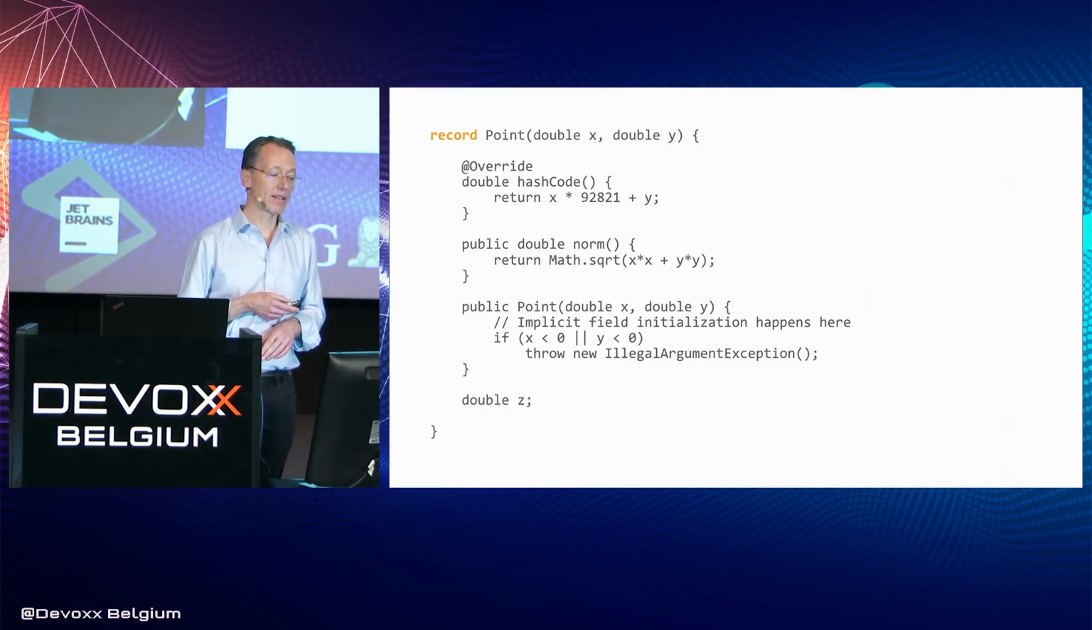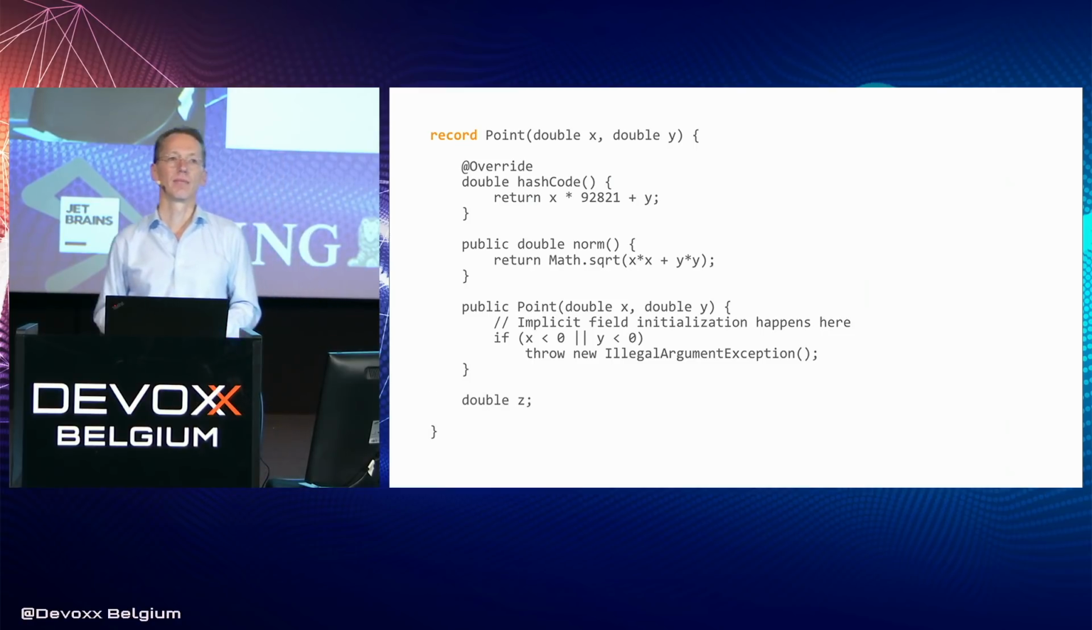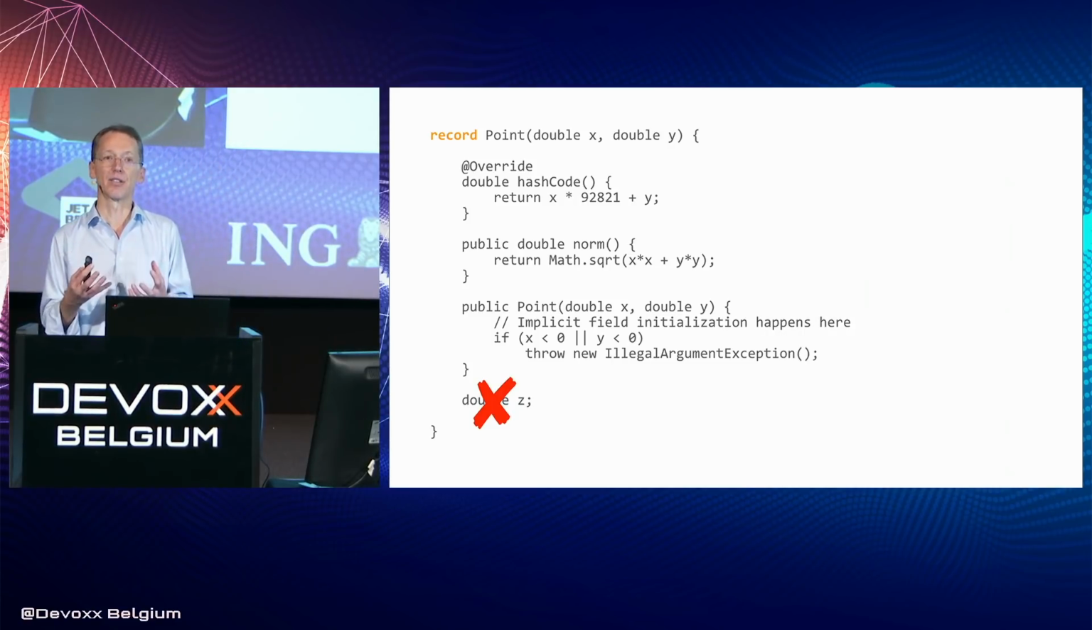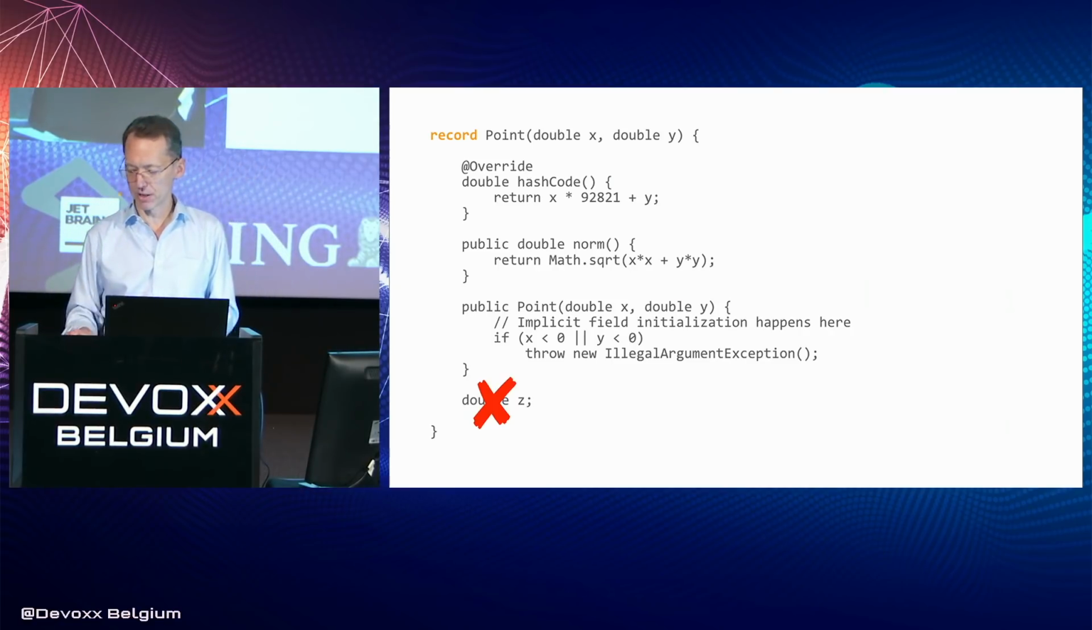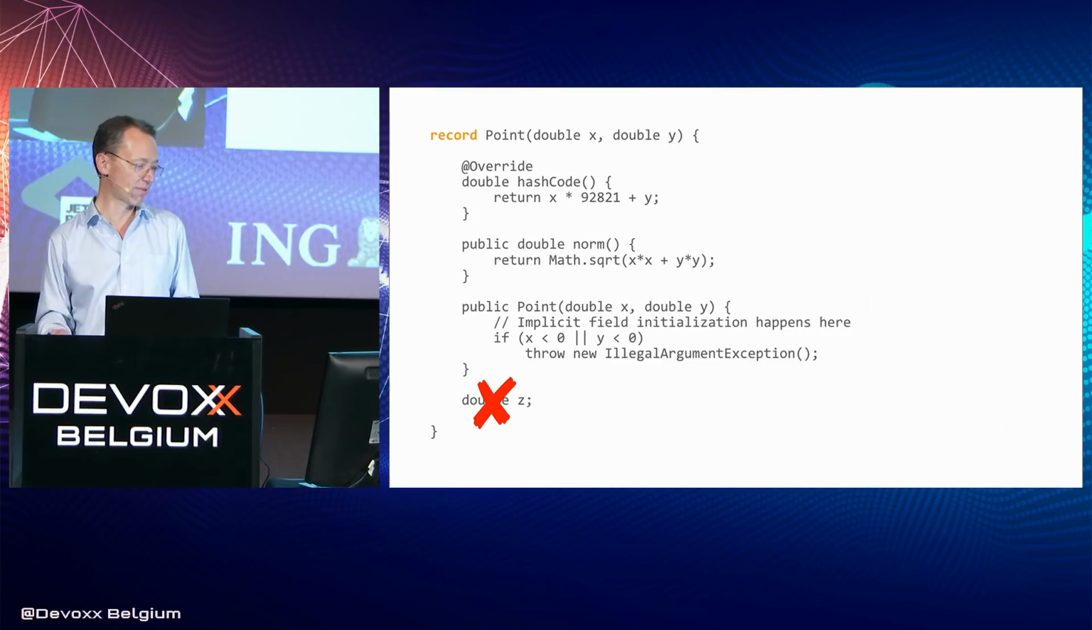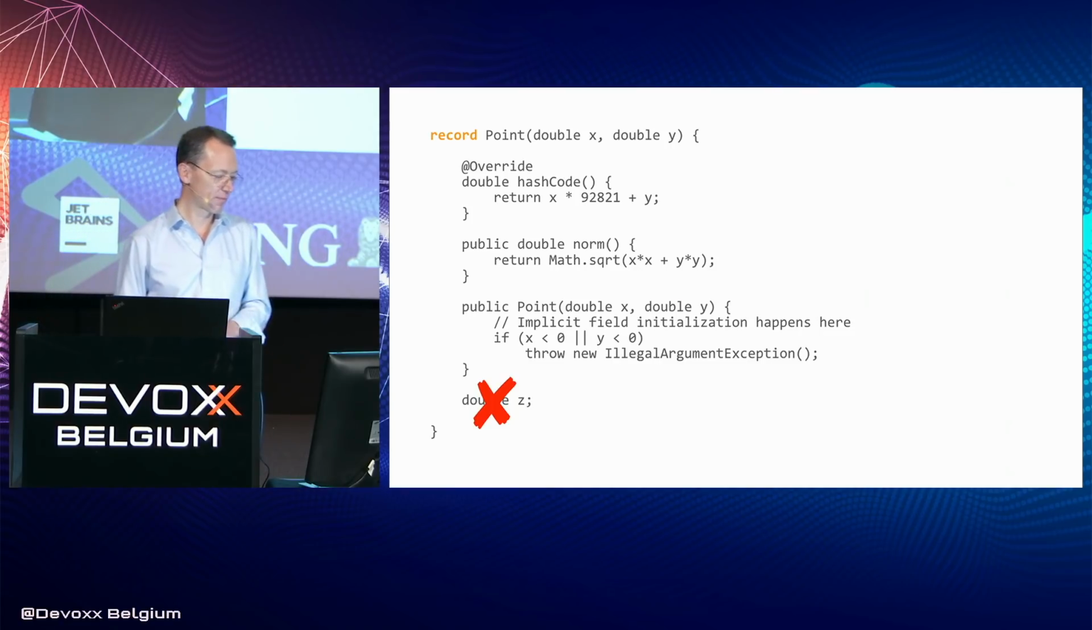What I can't do is add an instance field. So the compiler will not allow you to do this because that would violate the invariant that a record is a transparent holder for data. You cannot add new state to a record because then it wouldn't be a transparent holder for data, and a bunch of the mechanisms we want to build on top of it would not work.